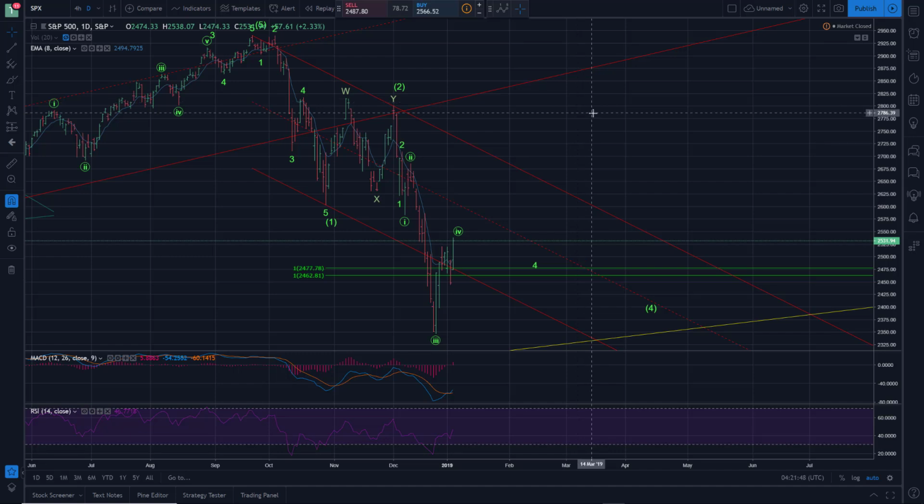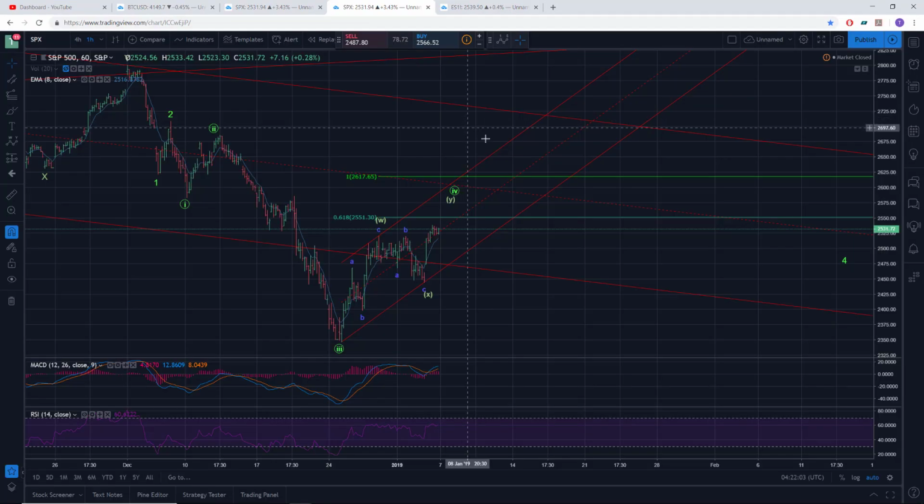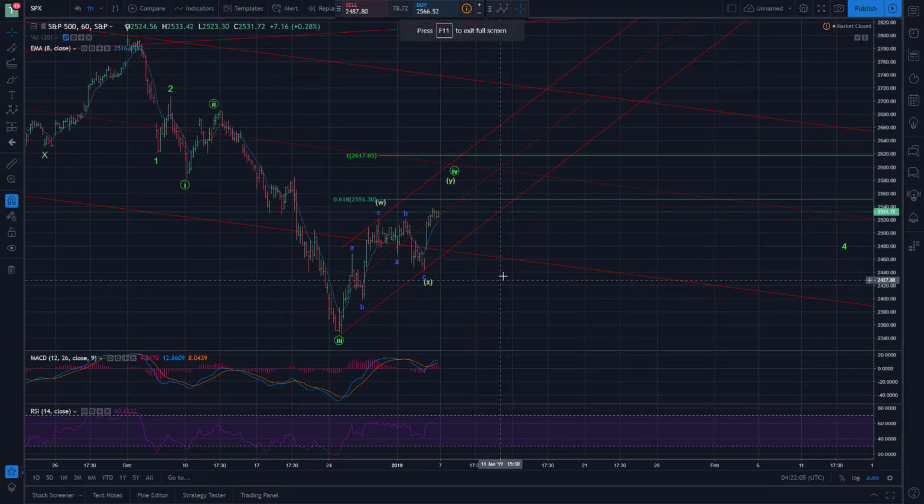Now, nothing really changed on this overall daily chart. We don't have 4-1 overlap yet, so there's no need to change the overall, even short-term, wave count. So I'll leave everything in place there. But what we do need to look at is the shorter-term patterns, obviously.